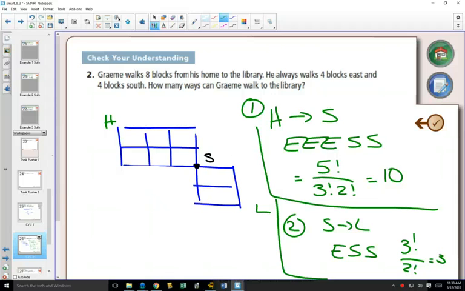It's not 13, because this is now a decisions question. How many decisions does he have to make? He has to make 2 decisions. A decision from his house to Sally's. How many choices does he have? 10 choices. And then he needs to make a decision from Sally's house to the library. How many choices does he have? 3 choices. So he has 30 choices.